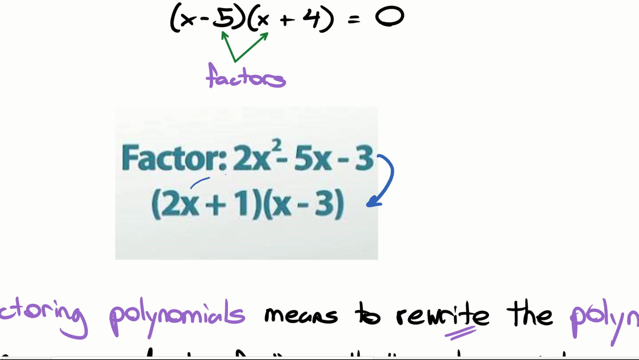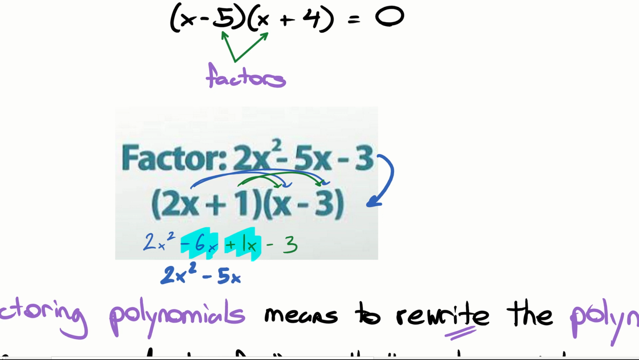Because check this out. 2x times x is 2x squared. 2x times negative 3 is negative 6x. 1 times x, positive 1x. 1 times negative 3, negative 3. But we got to simplify the like terms such as negative 6x and positive 1x. So we get 2x squared minus 5x minus 3. You see?